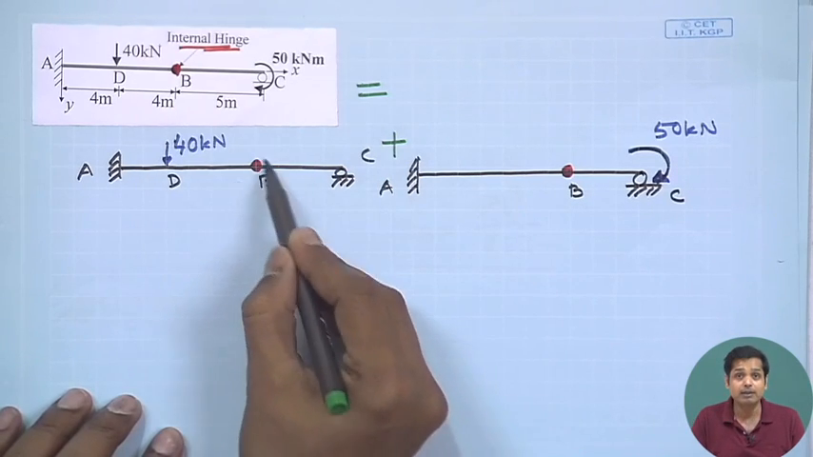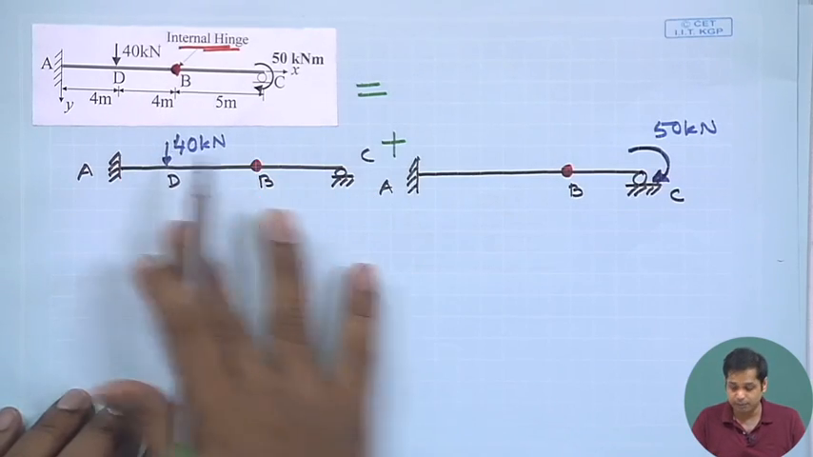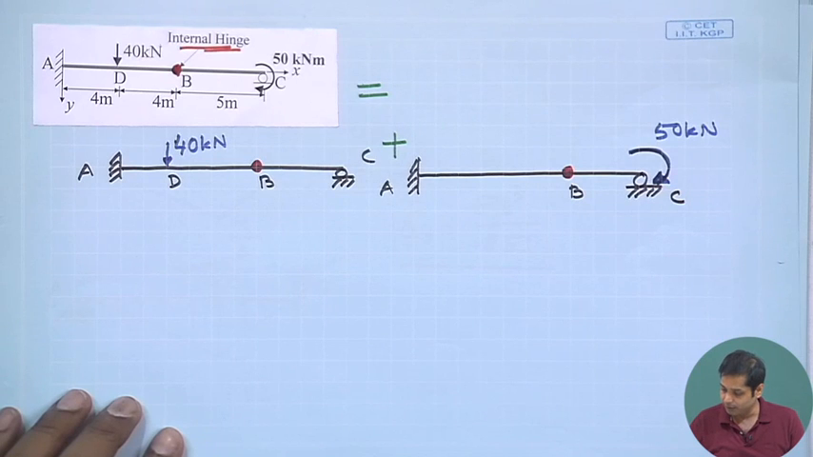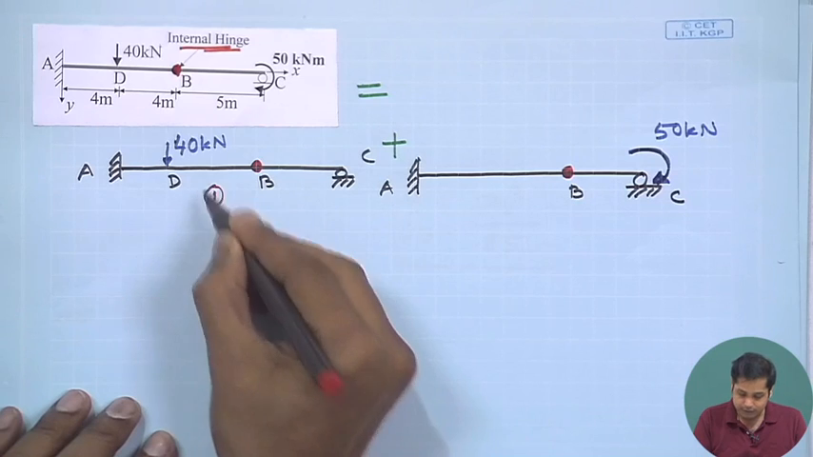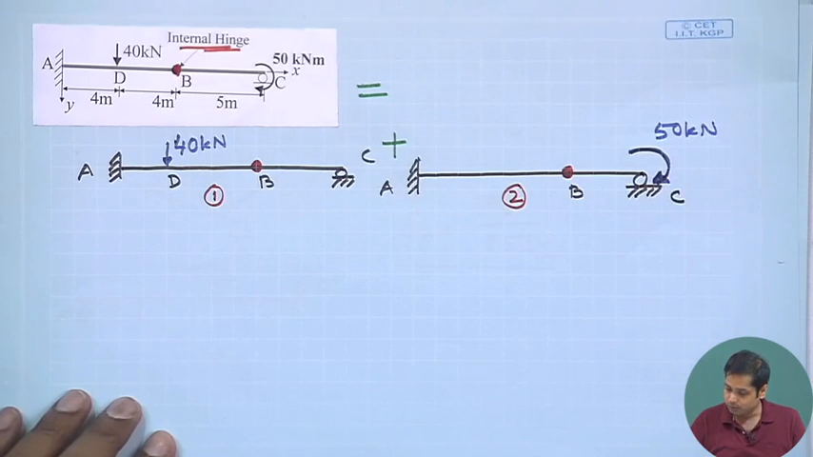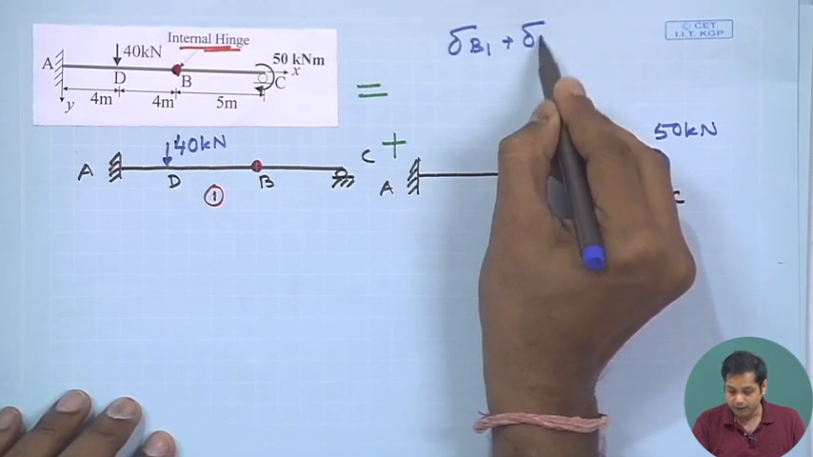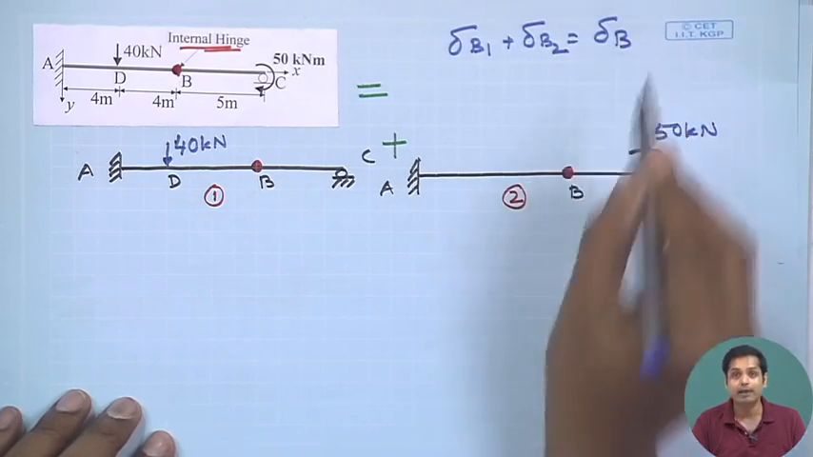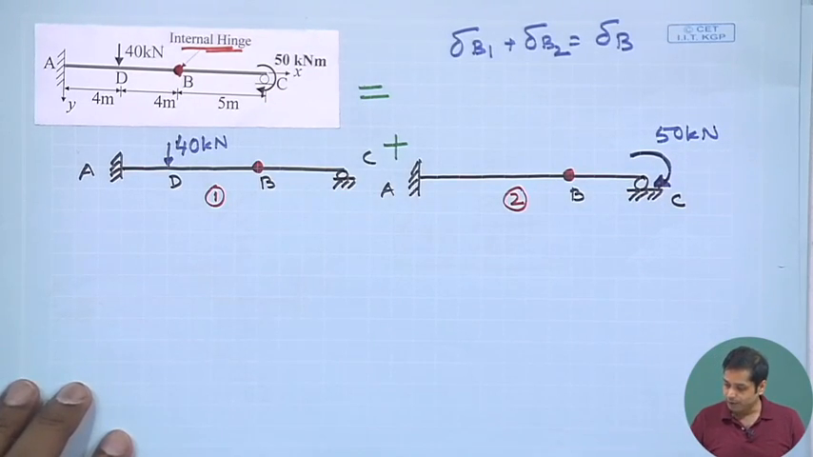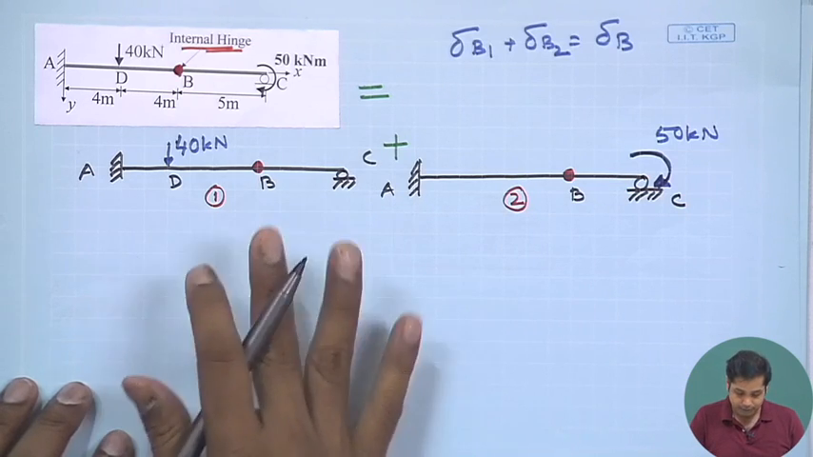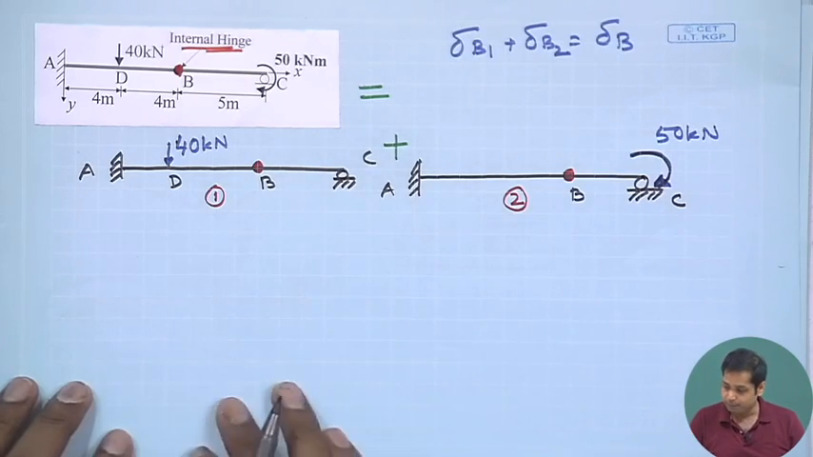What we will do now is find out the deflection at B, as that is what is asked. First from this we find the deflection at B, and from this we find the deflection at B. If this is system 1 and this is system 2, then delta B1 plus delta B2 will be equal to delta B of the real structure. Now apply the conjugate beam method. Before we apply the conjugate beam method, the first thing is we need to find the bending moment and shear and bending moment diagram.